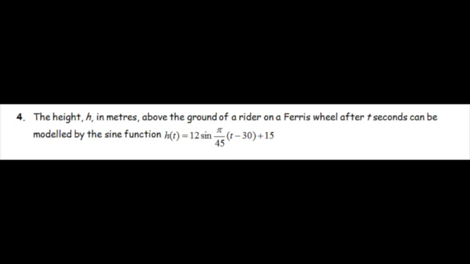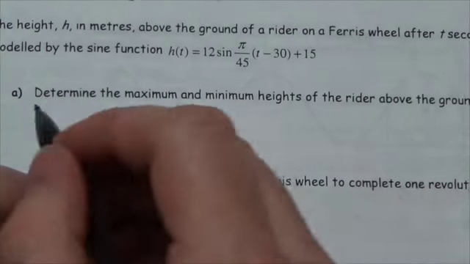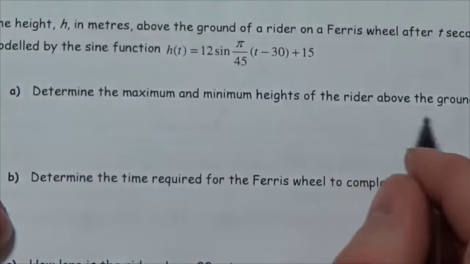The height h in meters above the ground of a rider on a Ferris wheel after t seconds can be modeled by the sine function h of t is equal to 12 times the sine of pi over 45 multiplied by t minus 30, plus 15. All right, so this question is kind of a repeat. We've done this one before. Determine the maximum and minimum heights of the rider above the ground.